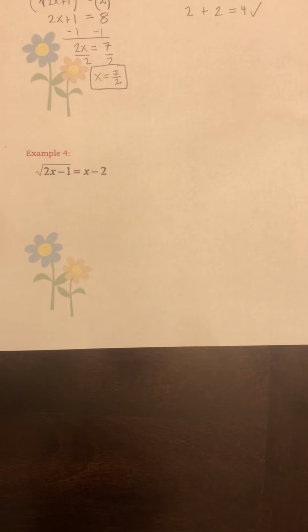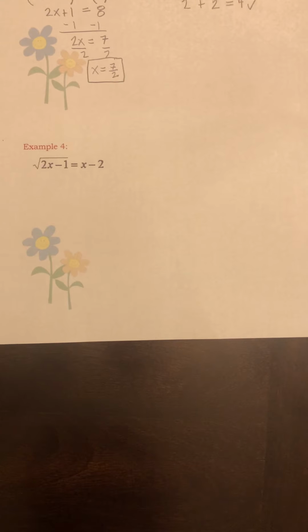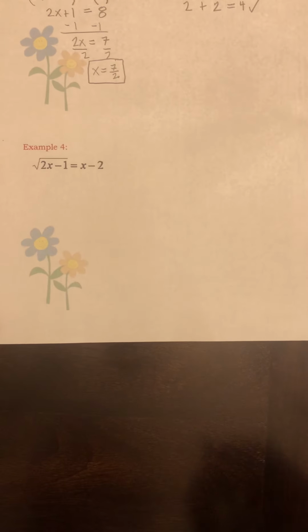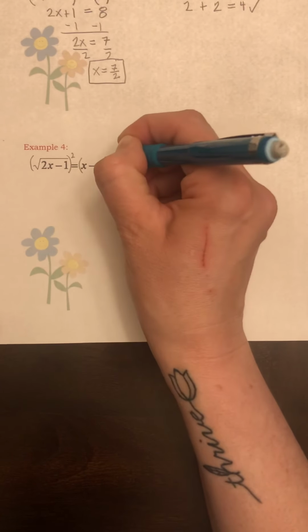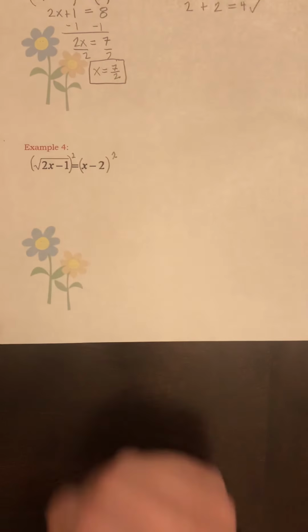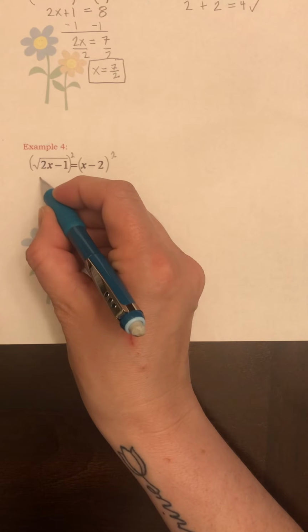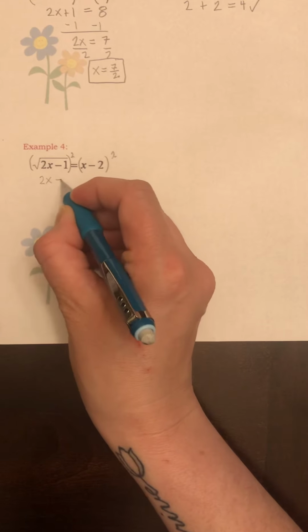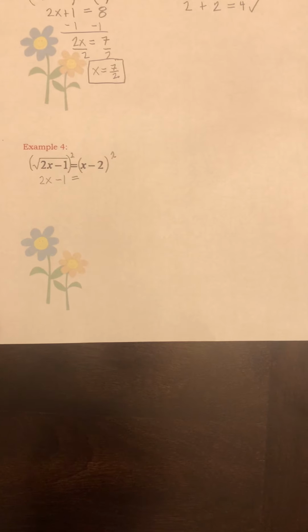All right, example 4. Step 1's already done for us. The radical has been isolated. So I'm going to go ahead and square both sides because my index was a 2. Now, here's where I want to refresh your memory because this is a mistake that a lot of students make. So hear me out. Obviously, on the left-hand side, that's going to leave us with 2x minus 1 because the square root and the squared, they're going to cancel each other out.